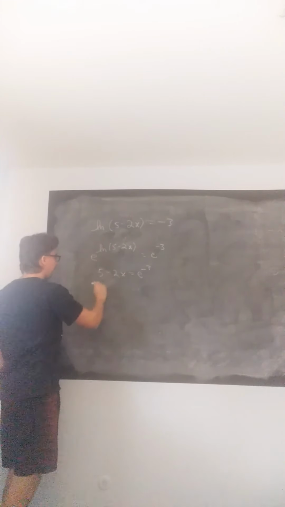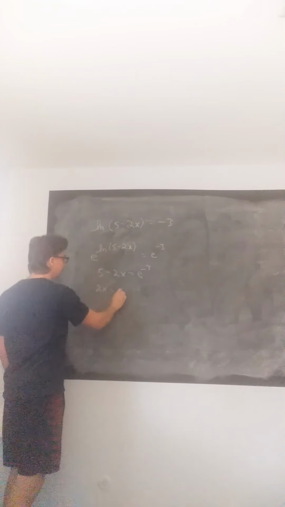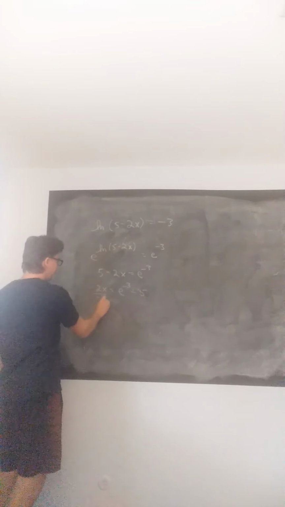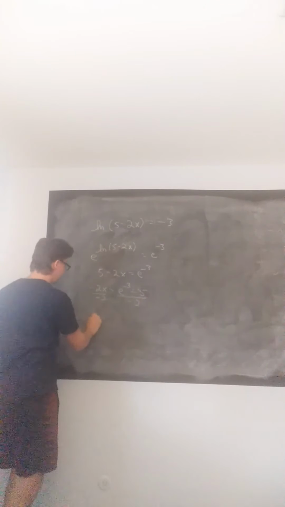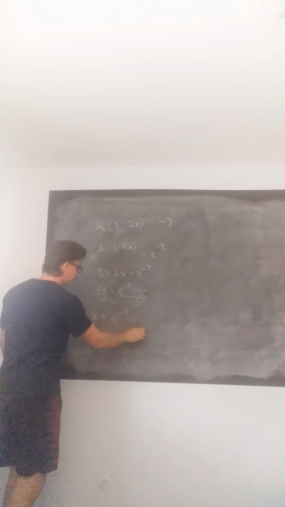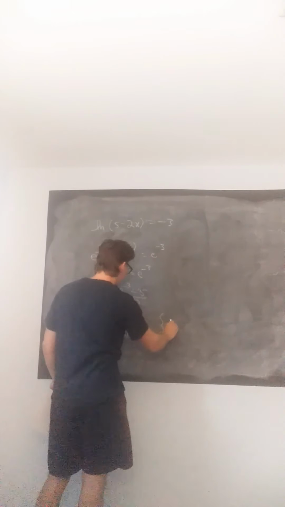So we'll subtract 5 over, so you get negative 2x equals e to the minus 3 minus 5, and I'm going to go ahead and divide by negative 2. So x is going to be e to the minus 3 minus 5, over negative 2, and that's going to be your solution for this equation.